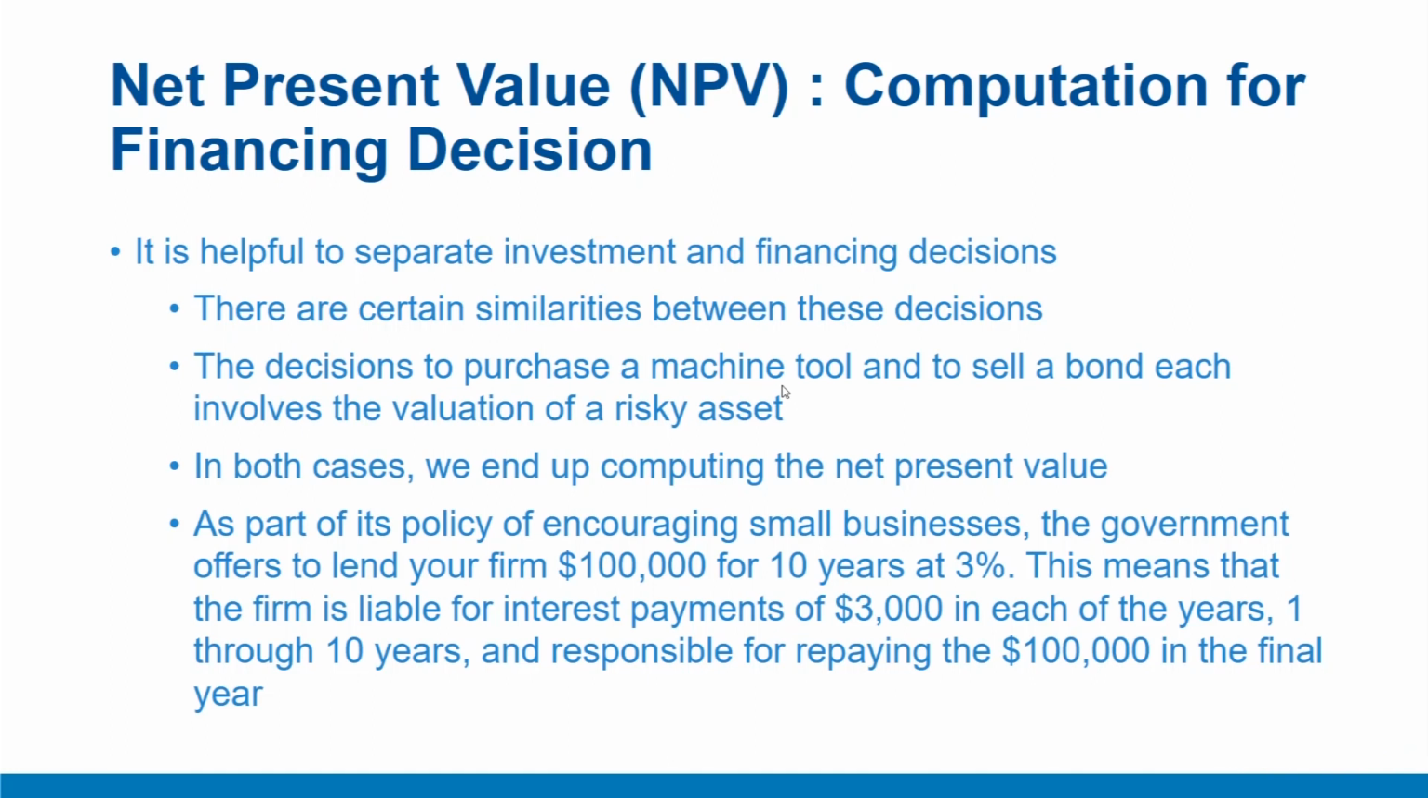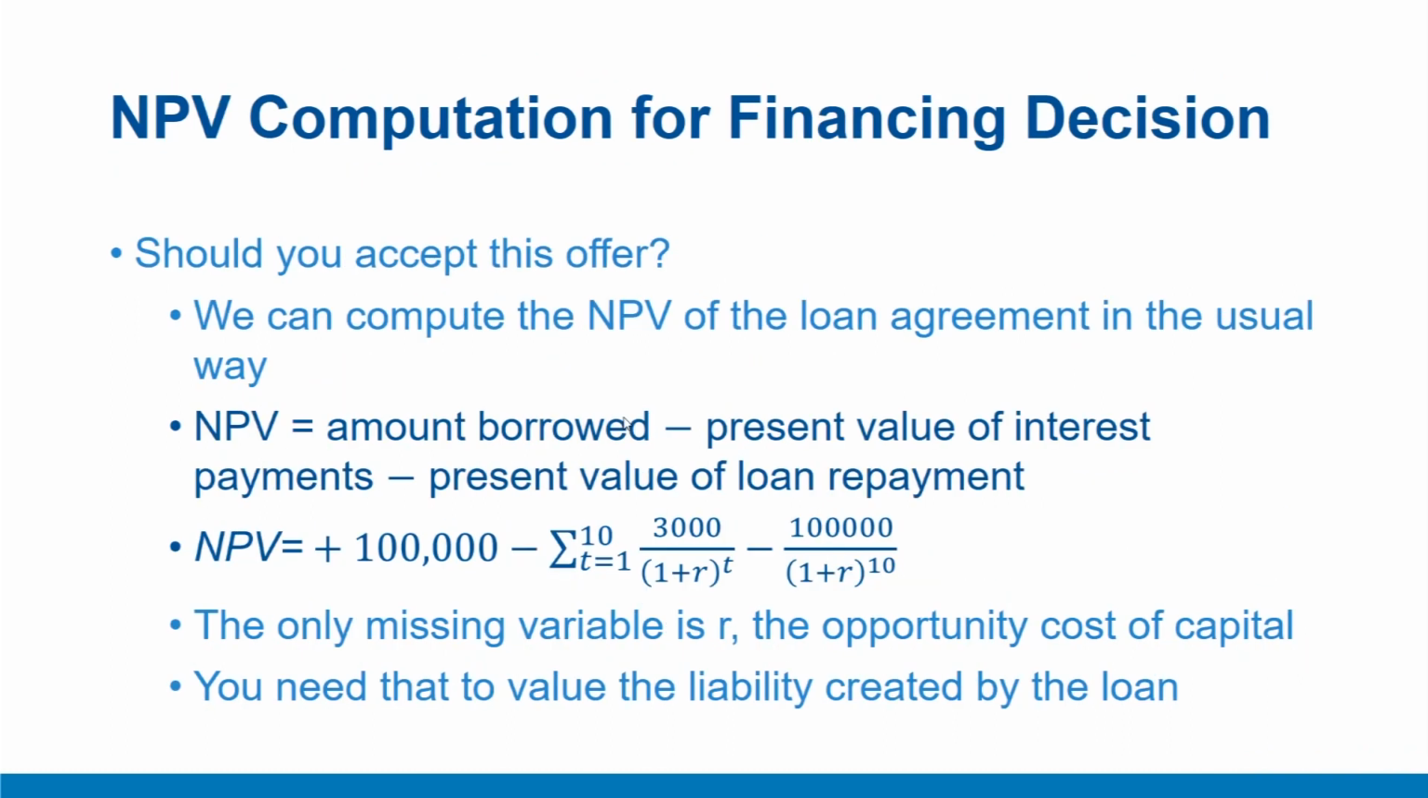The phrase net present value of borrowing may seem odd to us. Consider the following example. As part of its policy of encouraging small businesses, the government offers to lend your firm $100,000 for 10 years at 3%. This means that the firm is liable for interest payments of $3,000 in each of the years from 1 to 10, and that it is also responsible for repaying the principal of $100,000 in the final year. Should you accept this offer?